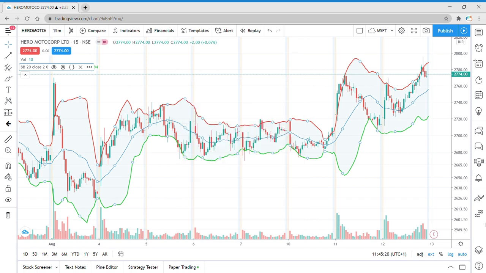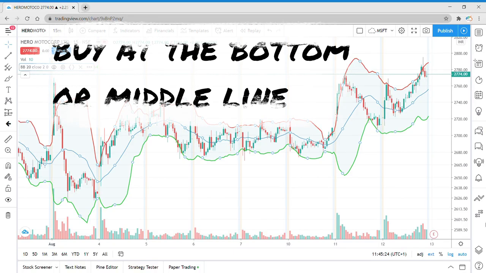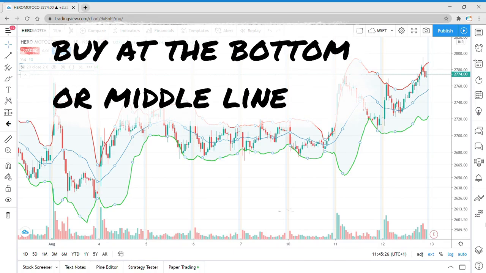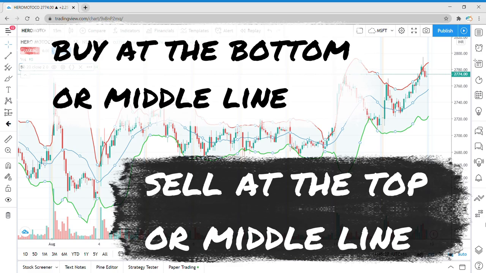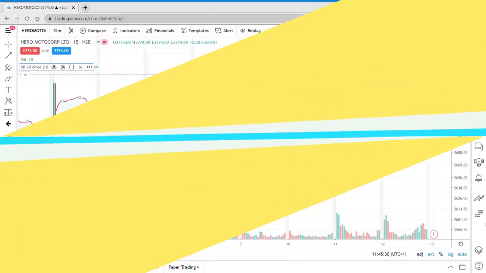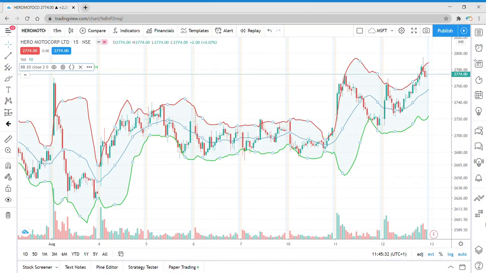Okay, now I'll tell you the strategy in a single line. Buy at the bottom line or middle line and sell at the top line or at the middle line, depending on your confidence. But friends, there's a catch to this.